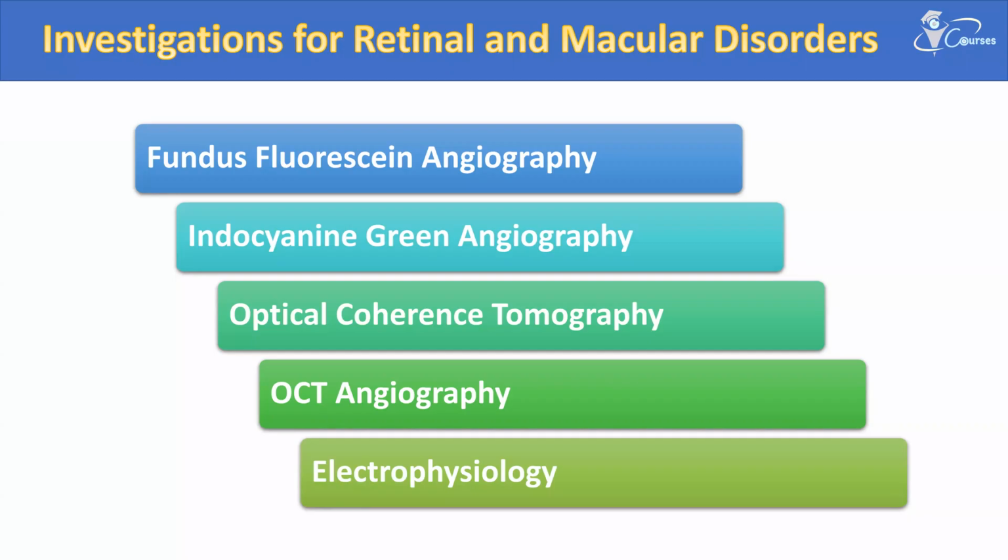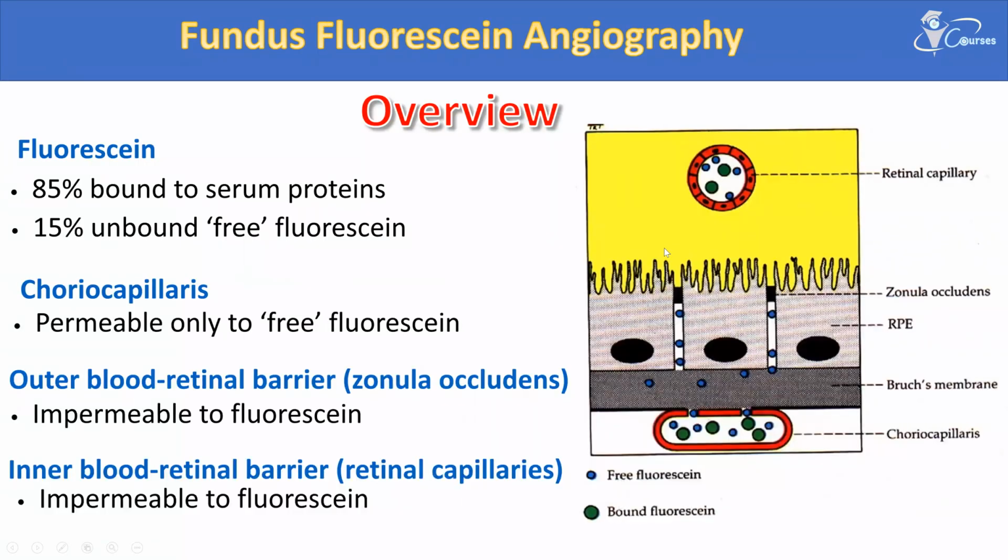Okay, so let's start first with fundus fluorescein angiography and the principle behind it. Basically, it is fundus: we want to image the fundus with a dye called fluorescein, in order to delineate the blood vessels, so it is angiography. It is a dye that is injected intravenously, called sodium fluorescein.